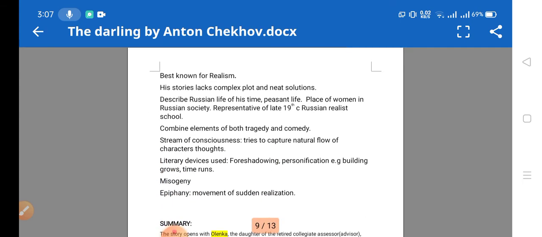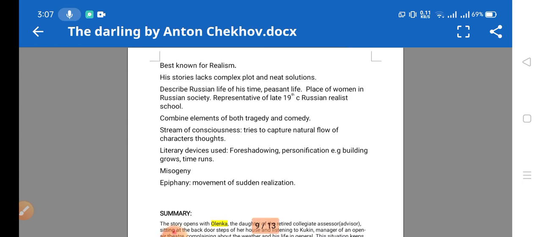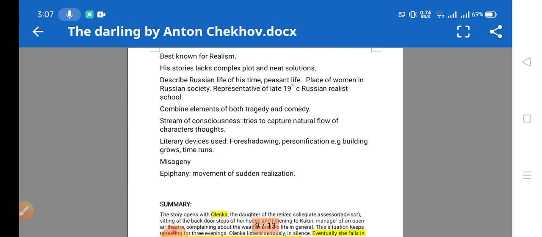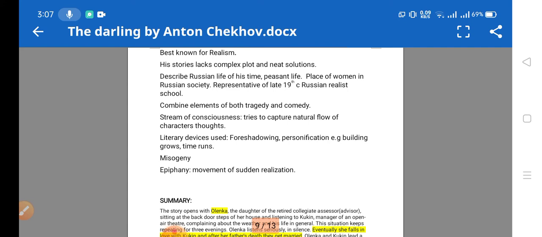He is best known for his realism, the realistic portrayal or depiction of reality. His stories have a simple plot and no neat solutions. So the plot of his stories is simple, and there is no neat solution found in his short stories. The readers have to assume or draw their own solution. He described Russian life of his time, the peasant life, and he discussed the place of women in Russian society.